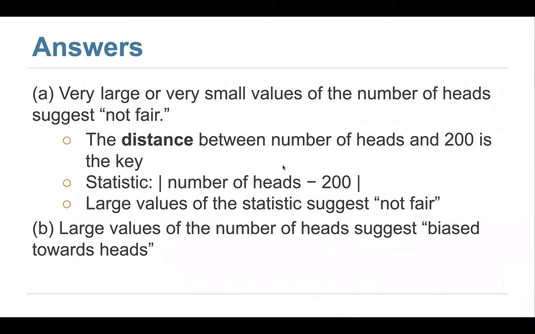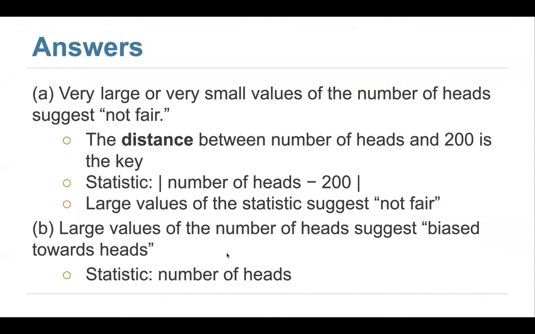And then in the case of situation B, large values of the number of heads would suggest bias towards heads. So in that case, you could just use the number of heads. So that's the difference here. In the second scenario, just the number of heads alone is fine. Because if I have 400 out of 400 heads, that's a lot of evidence that the coin is biased towards heads. Whereas if I get 25 out of 400 heads, that's evidence against that alternative viewpoint. It doesn't seem like it's biased towards heads if I'm only getting 25 out of 400. So small values are not evidence for the alternative in that case.